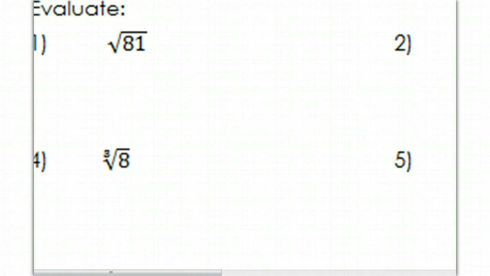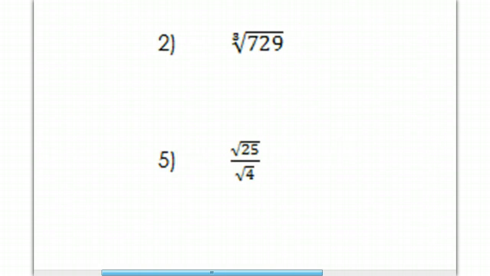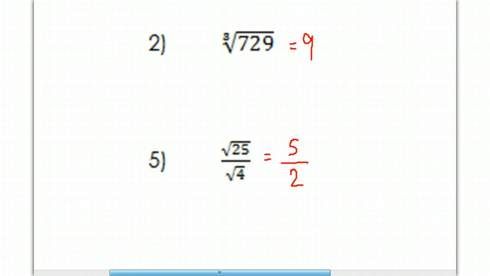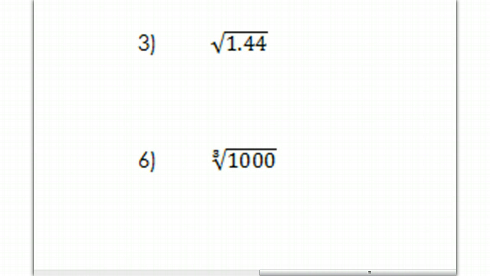Alright, and then the last one's easier ones here, ones that we should have memorized. We have square root of 81 is 9. And number 4, the cube root of 8 is 2. And again, these are from memory. Cube root of 729 is 9. Square root of 25 on top is 5 over 2. And then 1.44, this is 1.2. Again, 2 decimals here, and there's 1 in each of these parts because it's really 1.2 times 1.2. So 1 decimal for a total of 2. And number 6, cube root of 1,000 is 10.